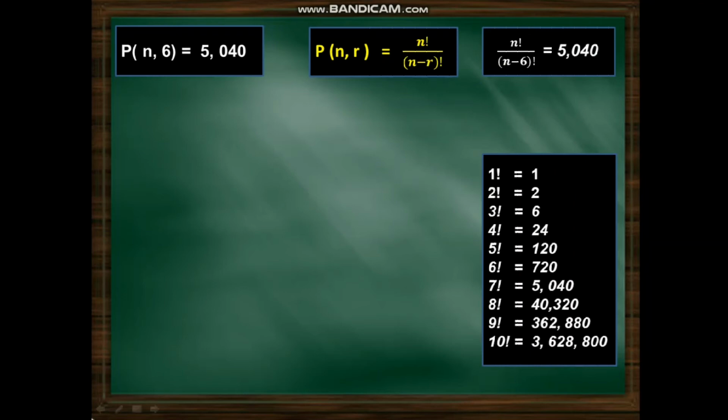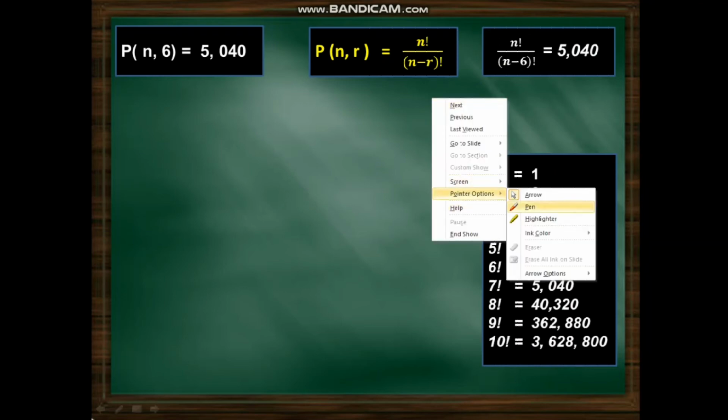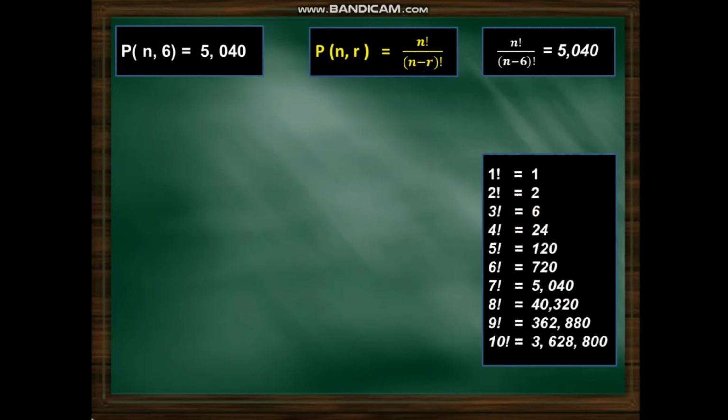Dito po sa part na to, nag-substitute po tayo ng ating information. Yung r natin, pinalitan natin ng 6, since ang ating r dito is 6. Then yung 5,040, pinalit po natin dito as our equivalent permutation of this given problem. So, ang nawawala po natin ay ang n. Ito po ang hahanapin natin. Let's start. Now, so we have now n factorial over n minus 6 factorial is equivalent to 5,040.